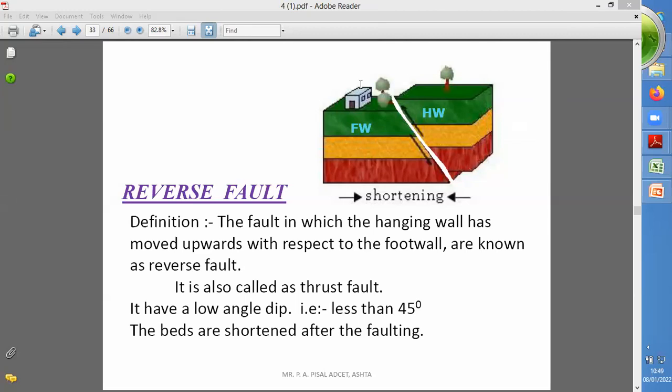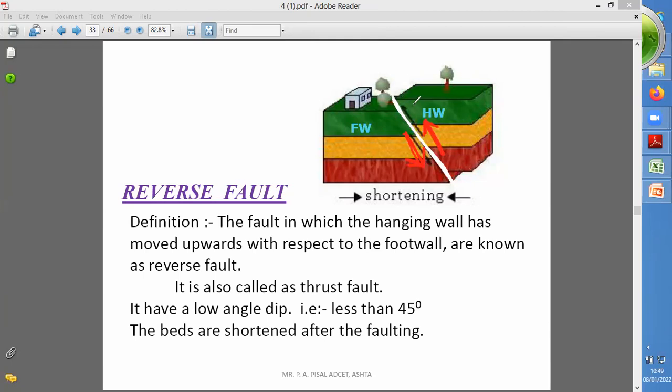Okay, now have you recognized the displacement? So when you see the displacement of the block, now here this hanging wall moves upward direction and this footwall moves towards the downward direction. That's why it is considered as a reverse fault.